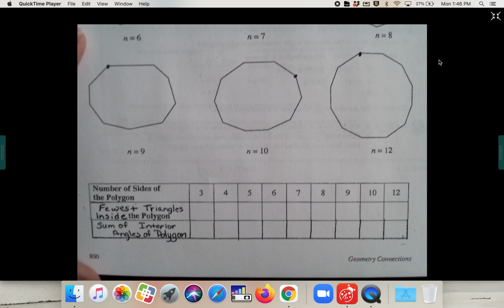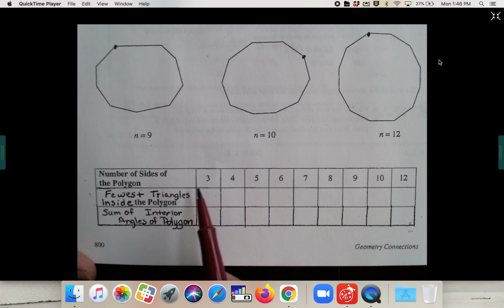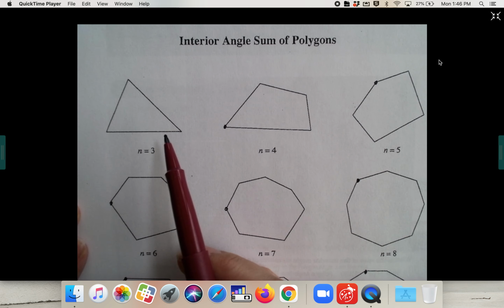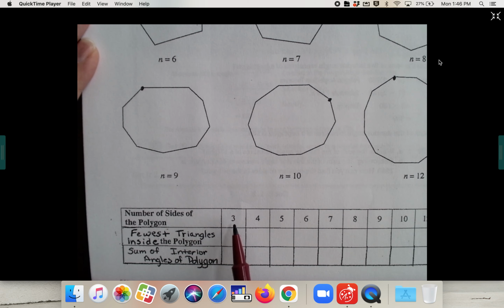So at the bottom of your paper, I have this chart. And I want you to look at the number of sides of a polygon. So a three-sided one up here is our triangle. The n is the number of sides, it has 3. So it has 3 sides.